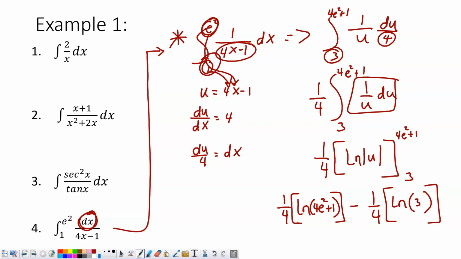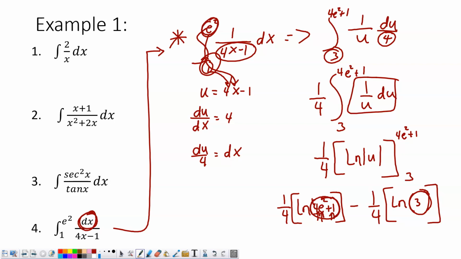And technically, these are supposed to be in absolute value bars, but here's the thing. I don't need to do absolute value bars anymore. Why not? Because e squared is positive, and we're multiplying it by a positive, and we're adding a number. So this whole thing is already positive, so we don't need absolute value bars anymore. And what about here? We don't really need absolute value bars there either, because it's a positive 3.